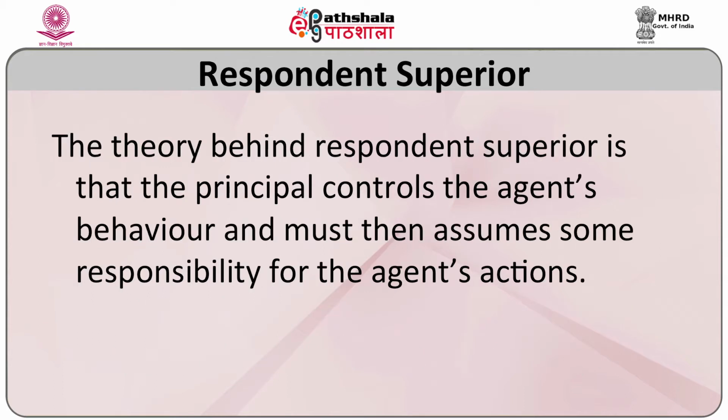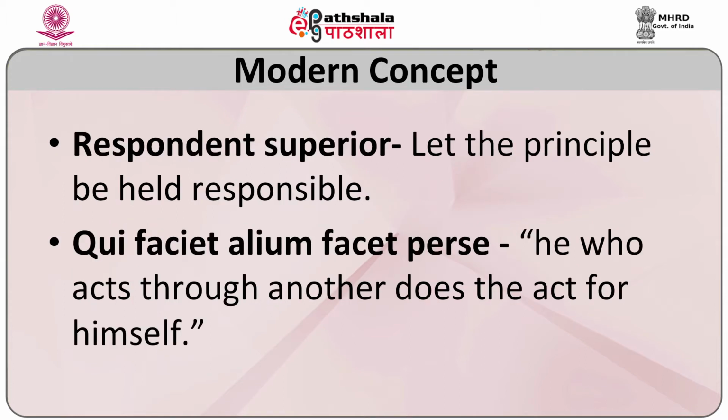The theory behind the principal controls the agent's behavior and must then assume some responsibility for the agent's action. And the second important principle, which is considered to be the backbone of the concept of vicarious liability under law of torts: Qui facit per alium facit per se. It means who acts through another does the act himself.